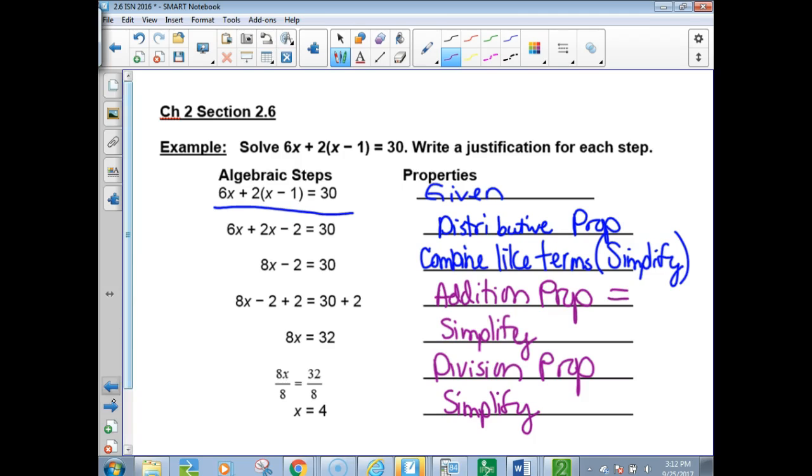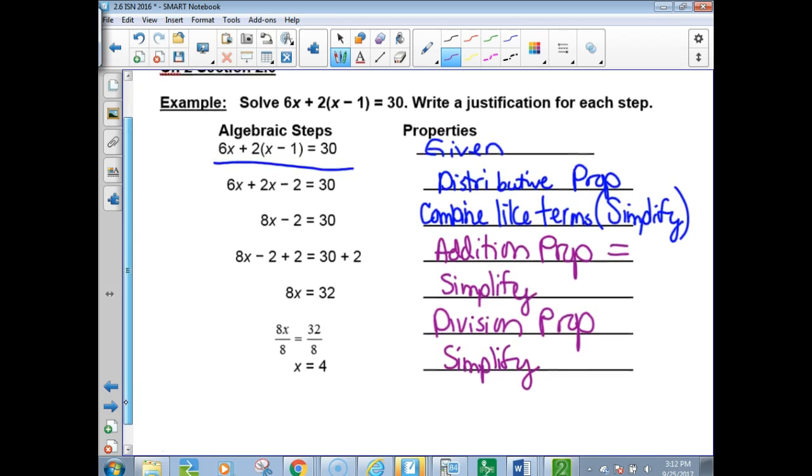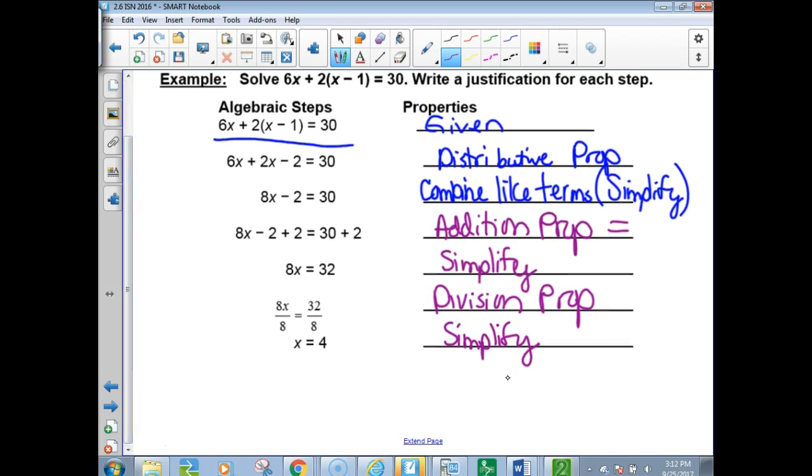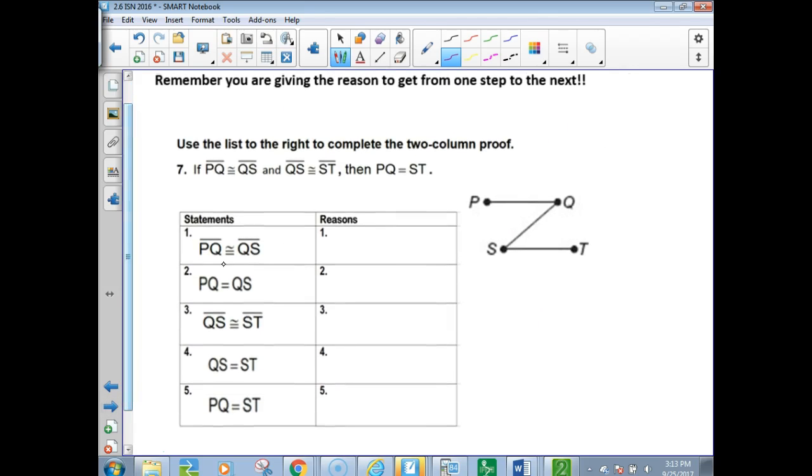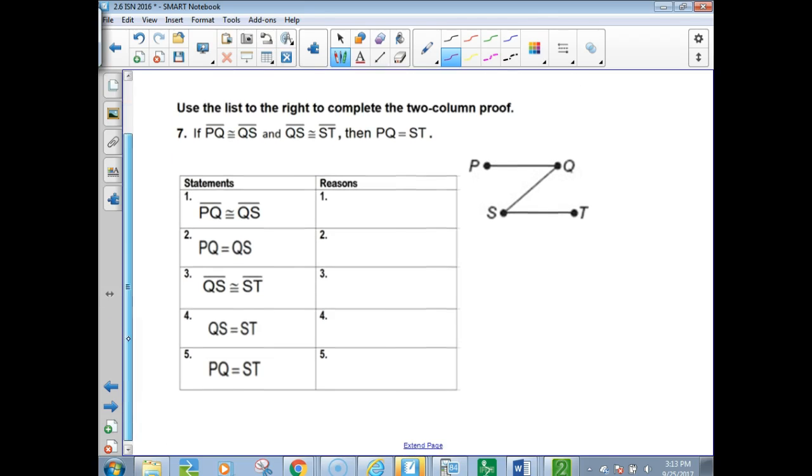Okay, I felt like this one was a little bit overkill. Just to remind you that if you had eliminated this step of writing it, you would have put division on this line. Let's go ahead and just get through the segment proof next. Now remember, you're giving the reason to get from one step to the next. That's what we're doing.